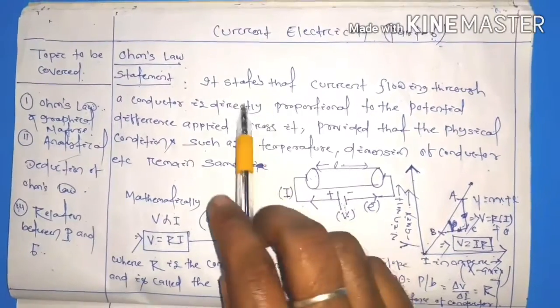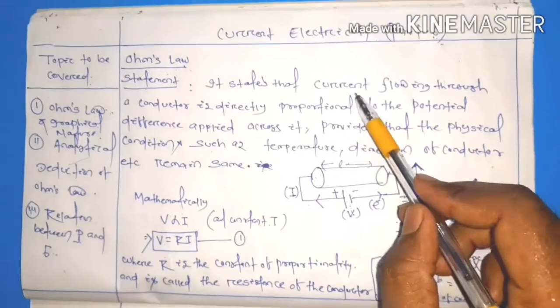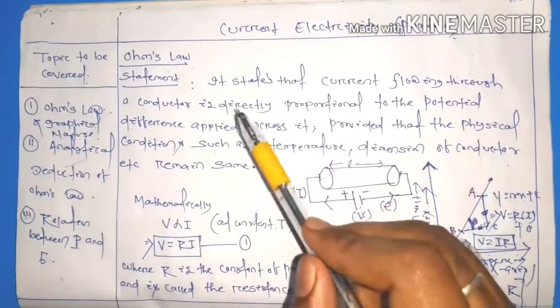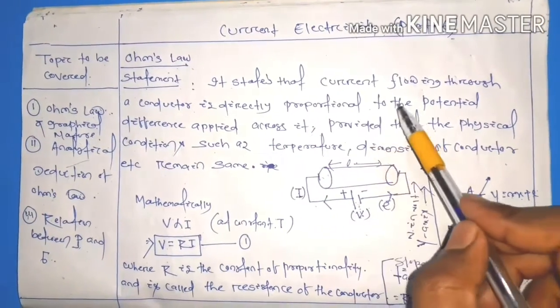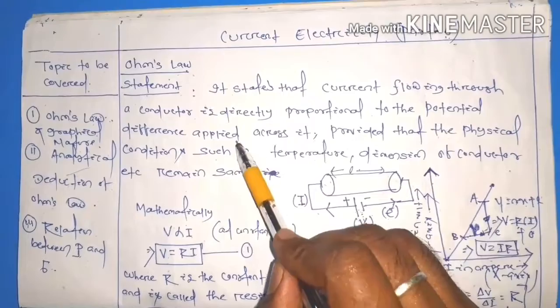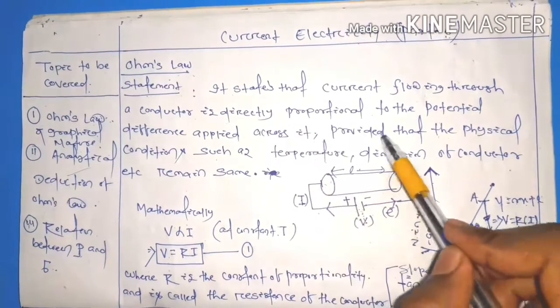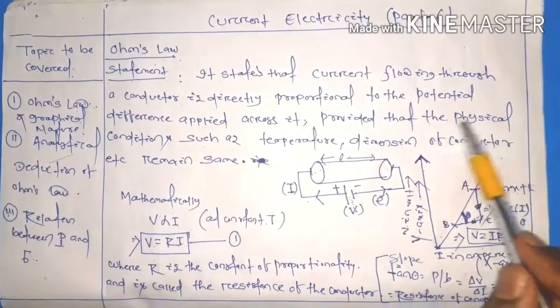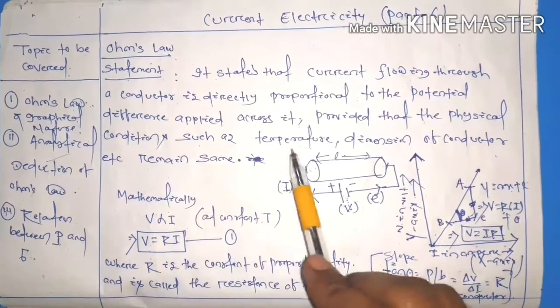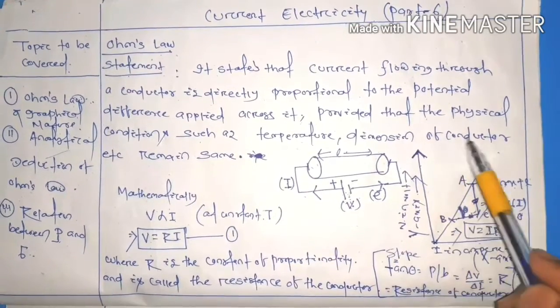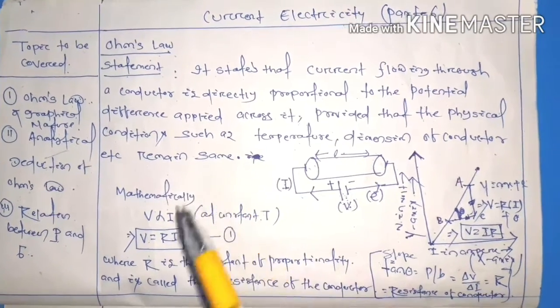Statement. It states that the current flowing through a conductor is directly proportional to the potential difference applied across it, provided that the physical conditions such as temperature and dimension of the conductor remain the same.